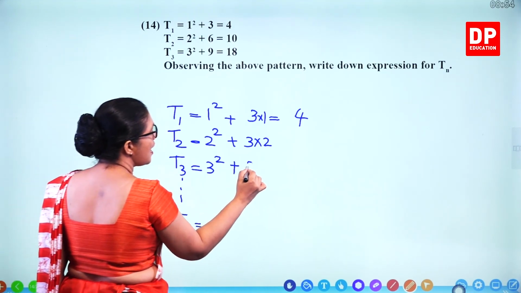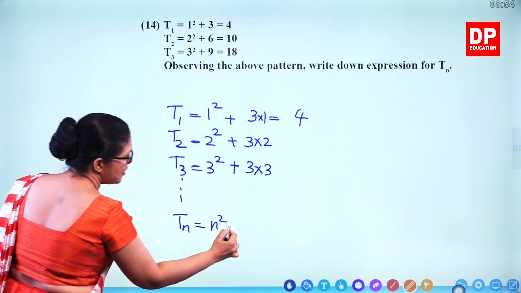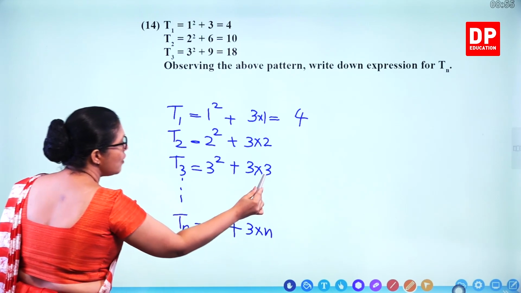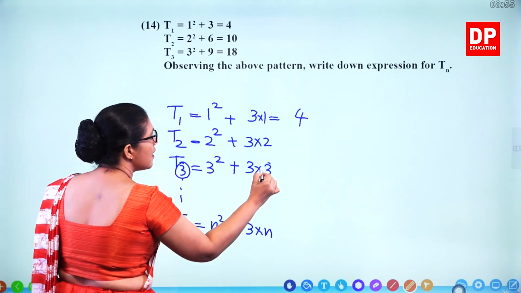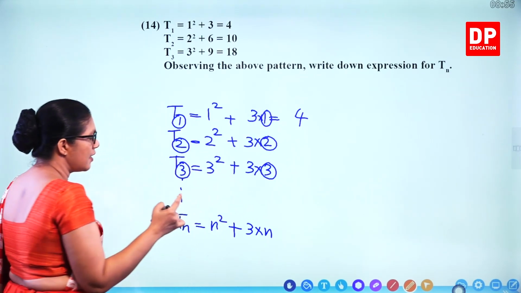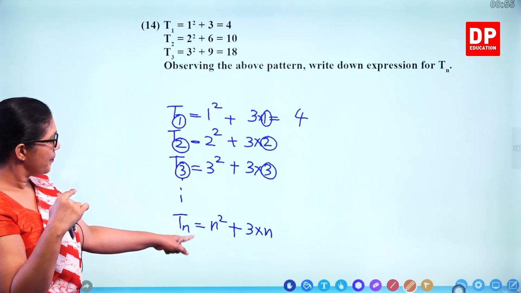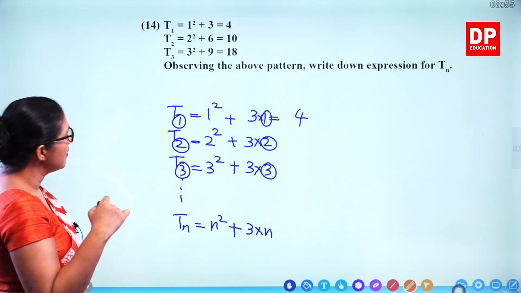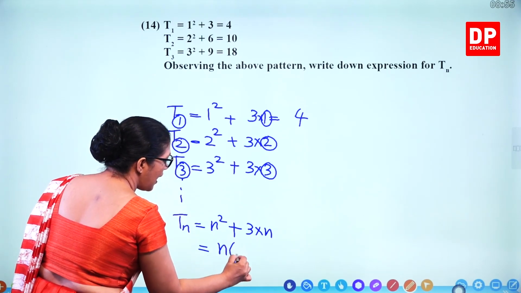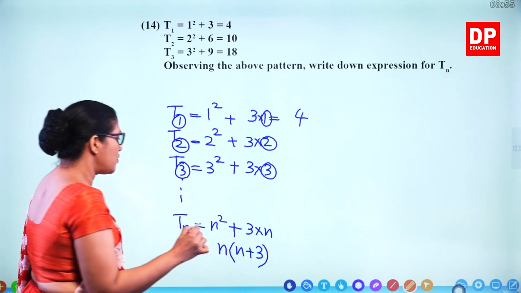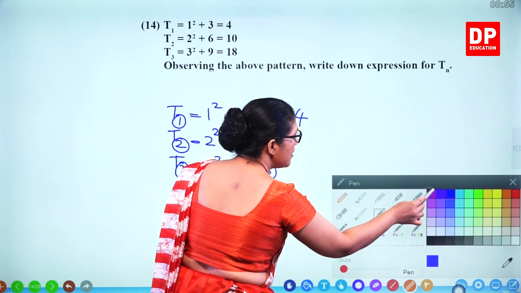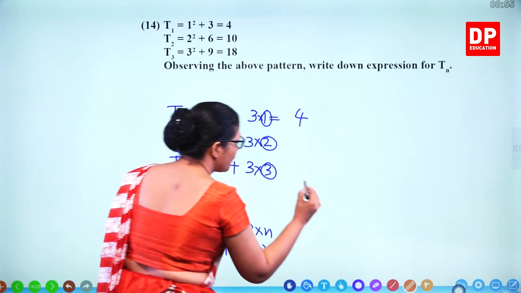9, 3 times 3. So what is the nth term? 3 is there, 3 into n. We always multiply by the term number here. So that's the pattern you see. So what is the nth term then? N squared plus 3n. You can't simplify, so you can take n out and write down n plus 3. N squared plus 3n, or n into n plus 3, is the general term or nth term. So 2 marks for that.